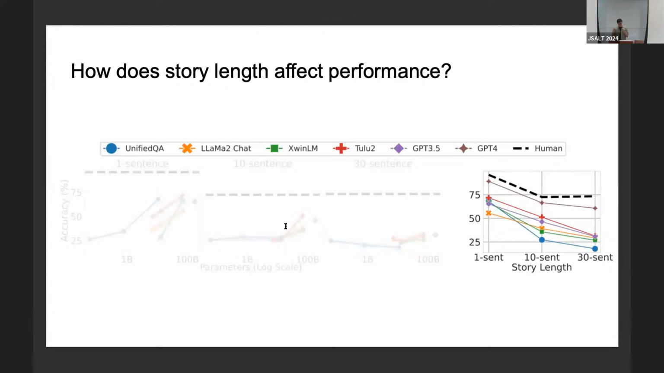To display that information in a different way, and answer the question of how story length affects performance, on the right here we have a graph of the performance of these different models at the different lengths. We can see that human performance actually levels off between the 10 and 30 sentence setting, so it doesn't keep decreasing, but all the models that we tested did experience a decrease in performance.